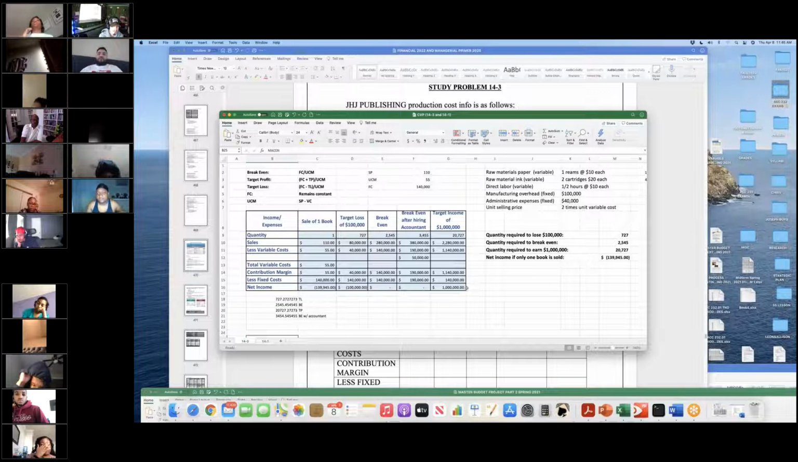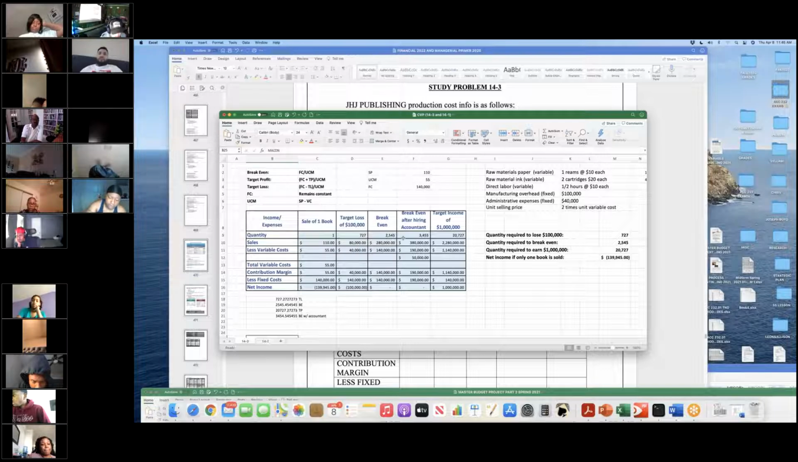So what do you see when they hired the accountant? When they hired the accountant for 50,000, what happened? The fixed cost went up to 190, so the break even shifts to 34.55. This was to show you what would happen when you're running a company and you hire somebody for $50,000.